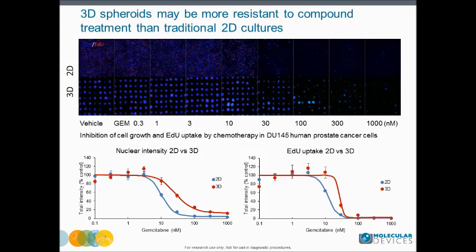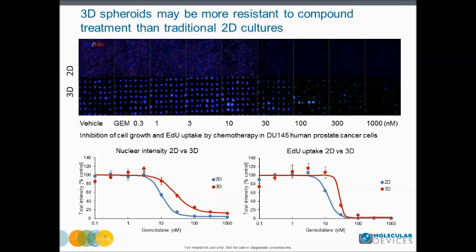One reason scientists are turning towards the use of spheroids is that they may react to compound treatments differently than a flat 2D cell culture. There are numerous reports showing that the effective concentrations of drugs may be higher or even lower when tested in a 3D system versus a 2D system.